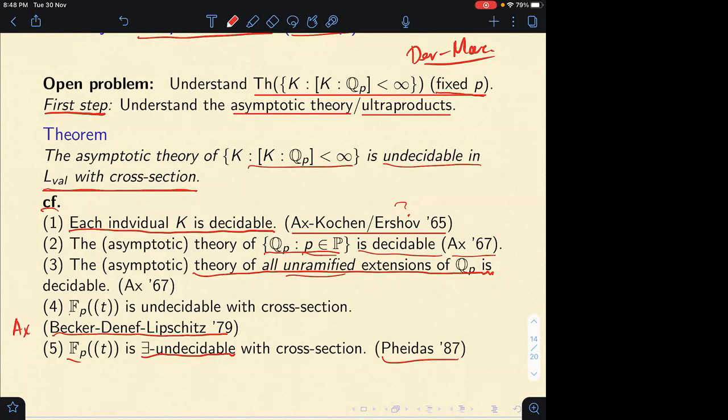What's a bit interesting here is that although this statement is about mixed characteristic objects, we will see that in fact, this theory is much closer to characteristic P than characteristic 0. So although in characteristic 0, in mixed characteristic, you have all these nice decidability results, when you want to deal with this structure, it turns out to be much closer to positive characteristic for reasons that I mentioned in the very first slide of this talk.